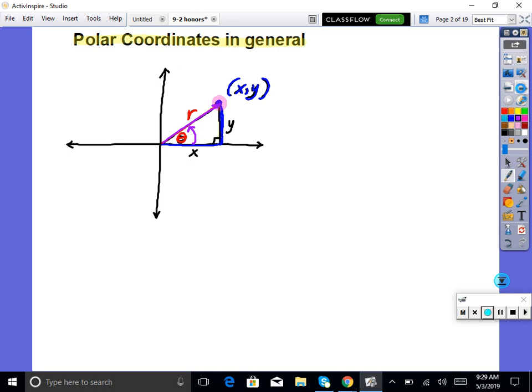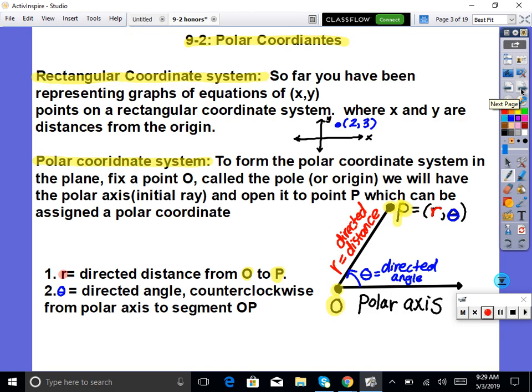So it says right here, rectangular coordinate system. So far, you have been representing graphs of equations of XY points on a rectangular coordinate system, where X and Y are distances from the origin. The polar coordinate system is doing the same thing, getting to an XY point, but to form the polar coordinate system in the plane, fix a point O called the origin, and we will have the polar axis, which is our initial ray, and we open it to a point P. So basically we open some theta amount to get to the right positioning, and then we walk out some r distance.